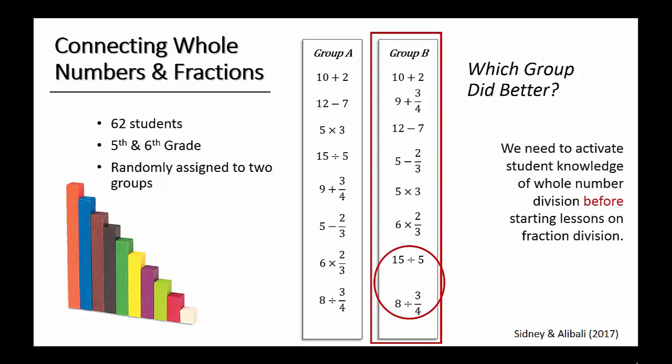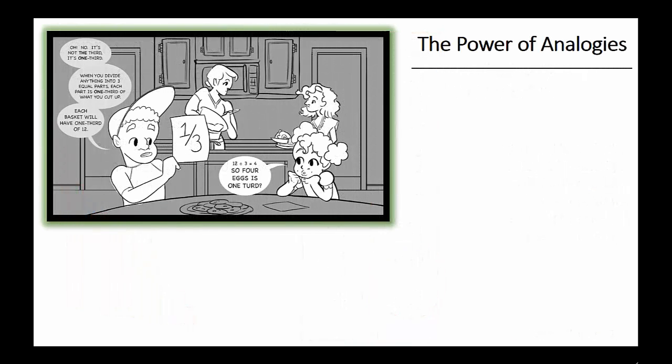If you said Group B, you're right, and what they learned is that we need to activate student knowledge of whole numbers before starting with lessons on fraction division. Their work inspired the character Leah, the precocious little sister in Newton's Nemesis. She's just learning division, and in the series, Theo sometimes argues with her about division or explains fraction concepts. When they do argue, they are making valuable connections between whole number division and fractions.